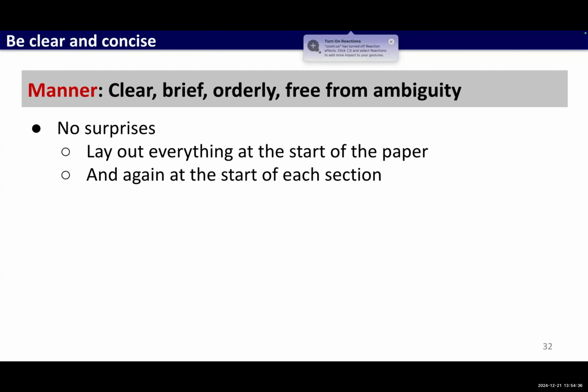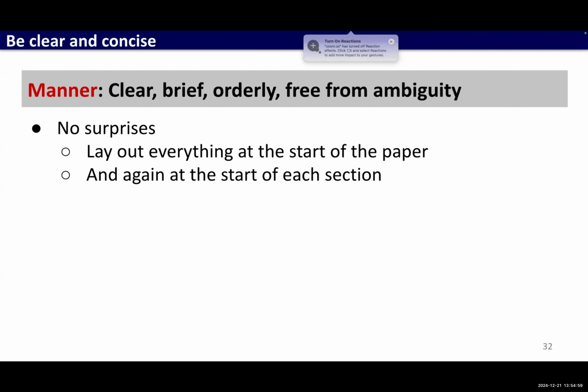You say, this is the problem I'm addressing in this paper. This is the kind of evidence that I'm using to explore this problem. Here are my main results. Now, let me get into detail of each of these, right? So you give away all the information at the beginning, no surprises.